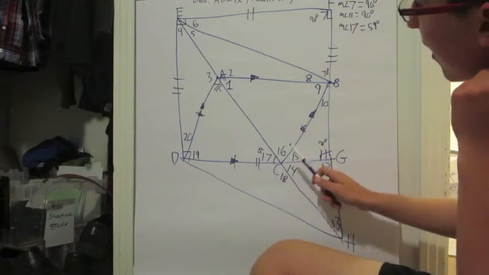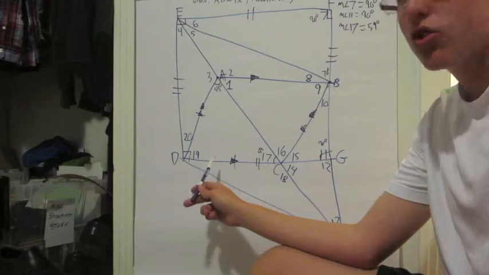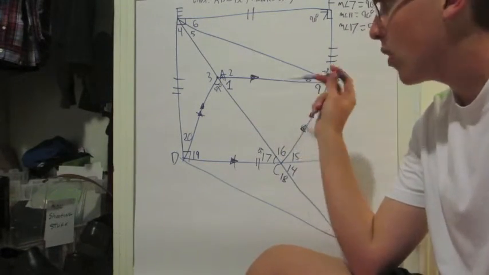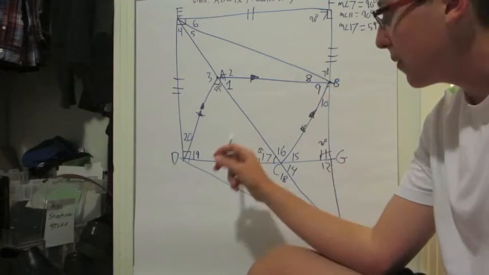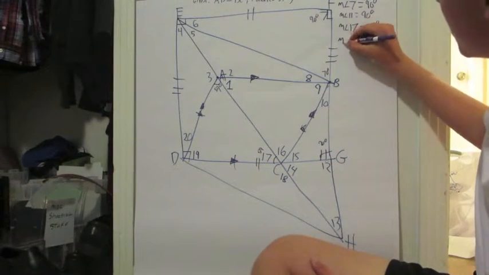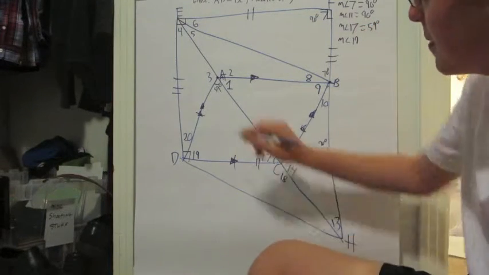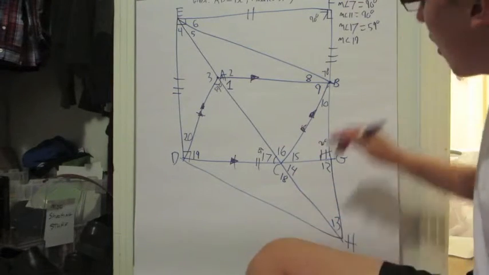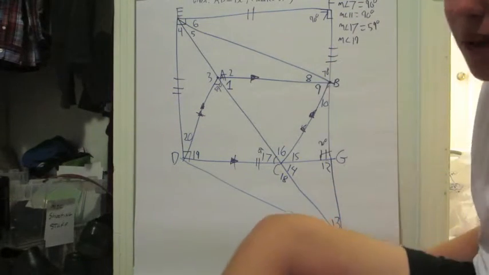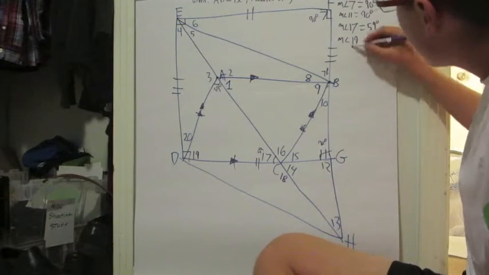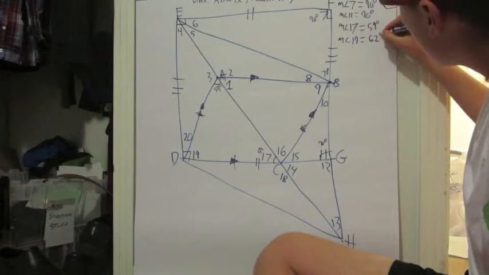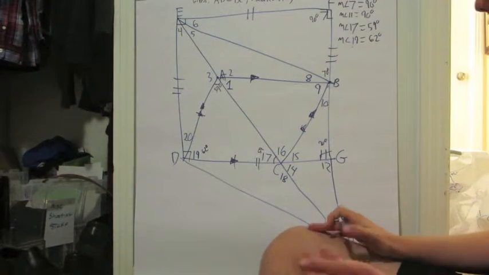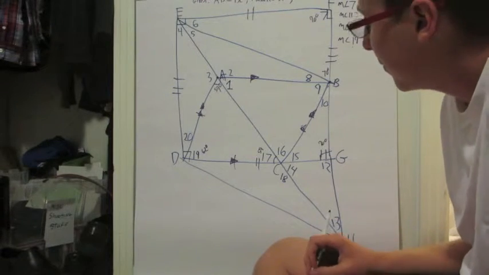So if we know that, we can figure out this last part of the triangle, as we know the sum of the triangle is 180, and if we subtract the parts, then we can figure out this last part. So the measure of angle 19 would be 180 minus 59 plus 59, which would equal 62 as the measure of angle 19. And that would be by the triangle angle sum.